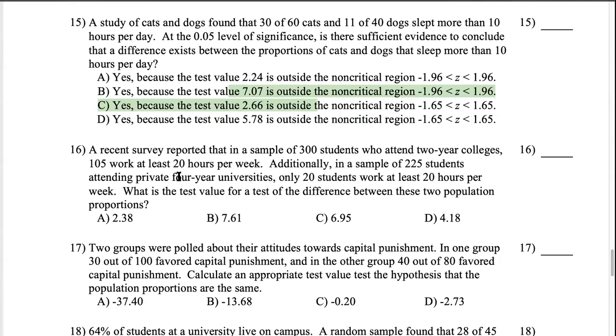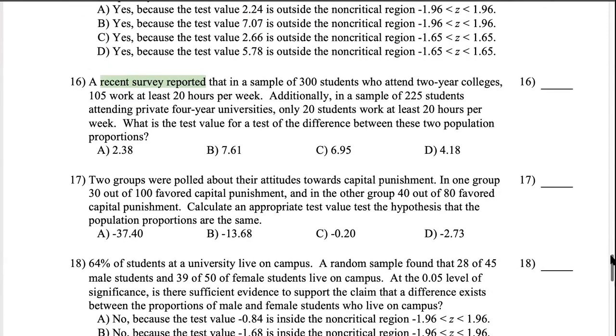Number 16: a recent survey found that of a sample of 300 students who attended 2-year colleges, 105 work at least 20 hours per week. Additionally, for 4-year university students, 20 out of 225. And what's the test value, to see the difference? In this case, it's the same, the proportion, right? 20 out of 225, and 105 divided by 300, that's the p2. Similar.